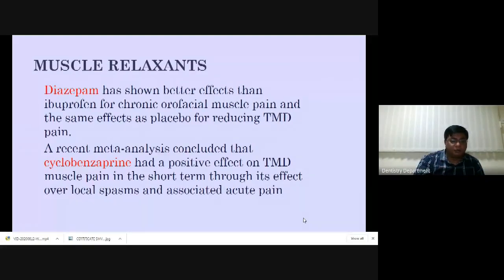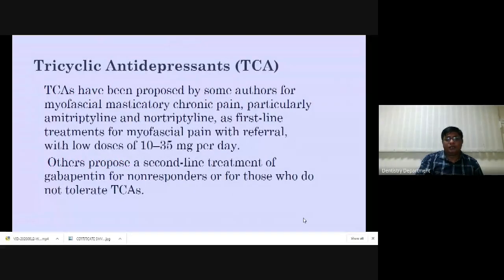And cyclobenzaprine, nowadays they found out, is one of the muscle relaxants that has a very positive effect on TMD, and its sedative effect is also low. You can try cyclobenzaprine also. And TCAs have become, recently, a part of my prescriptions many times. If I find the patient has a stress-related problem or anxiety-related issues, I prescribe TCA. This is one of the changes I have made in my recent practice. TCA sometimes does wonders for TMD pain.